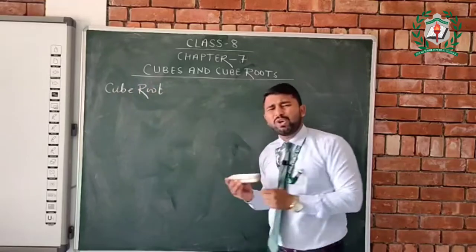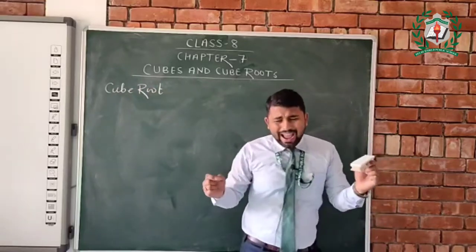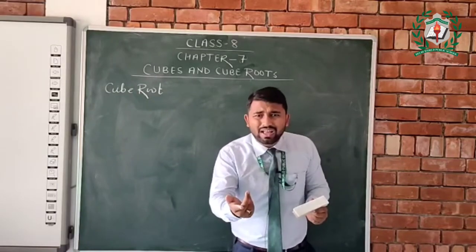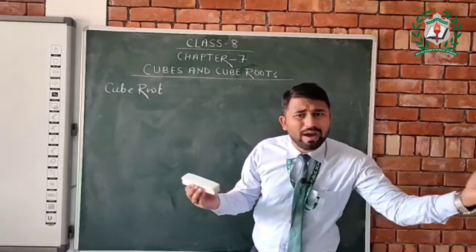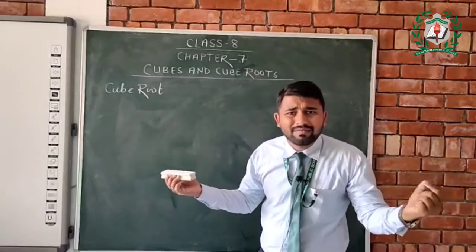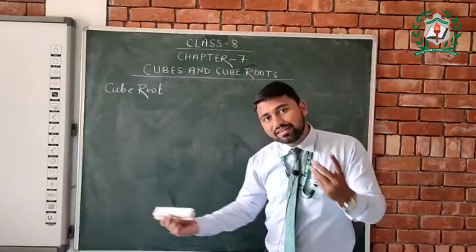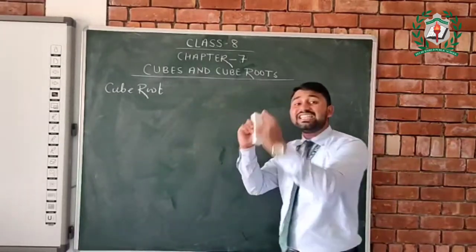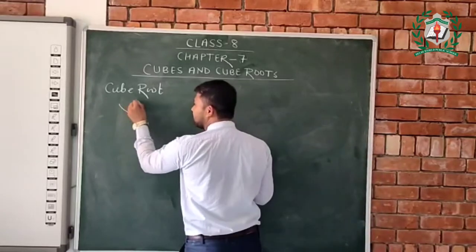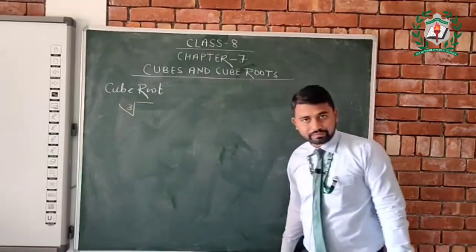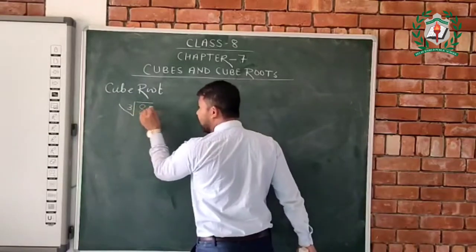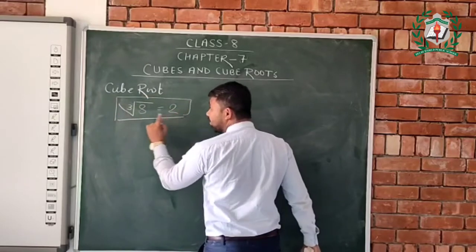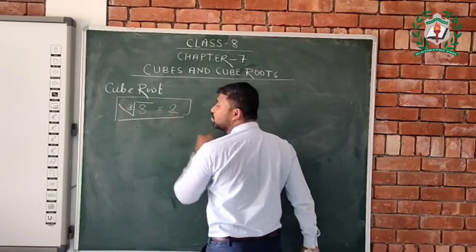Dear students, as I told you, cube and cube root are completely related to each other, like square and square root. So the symbol of cube root, the representation of cube root, is like this. For example, the cube root of 8 is equal to 2. It means the cube root of 8 is 2.